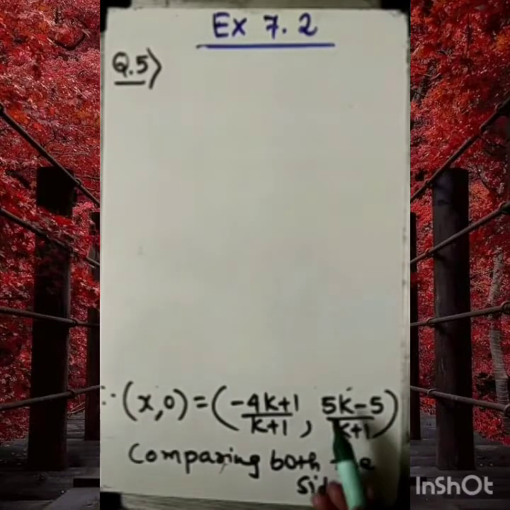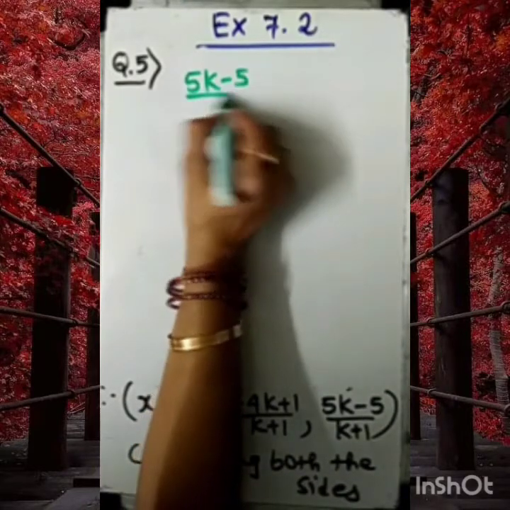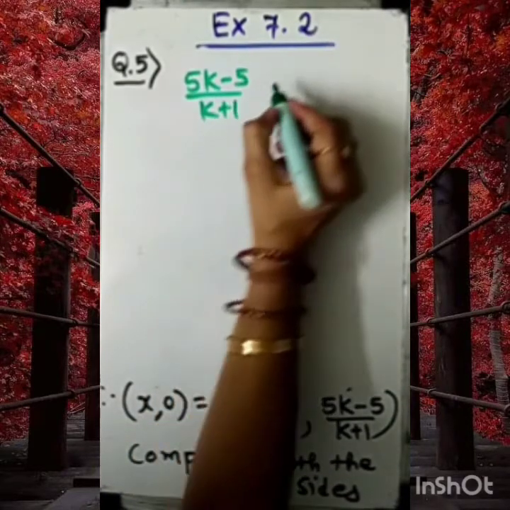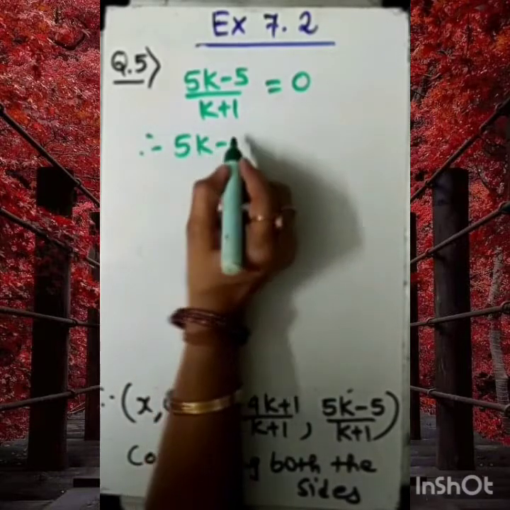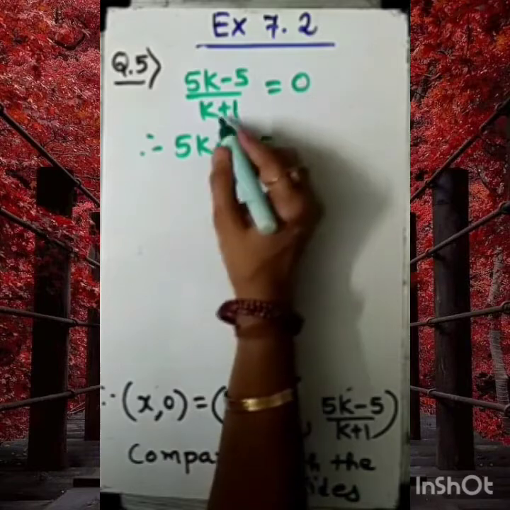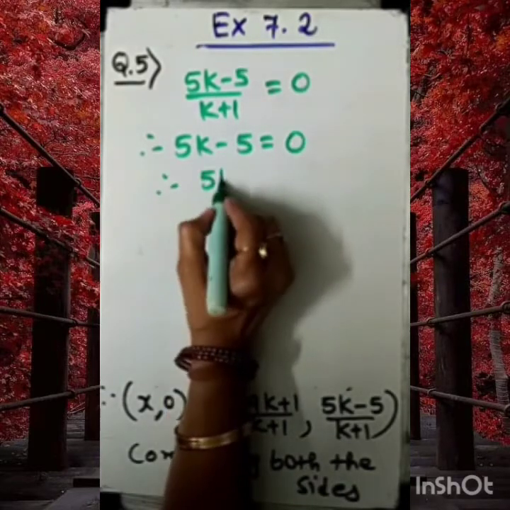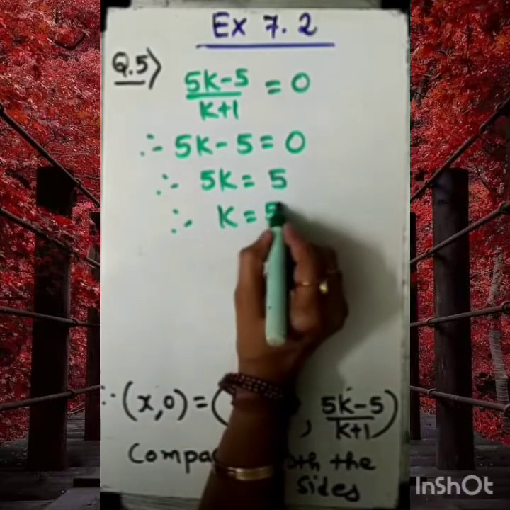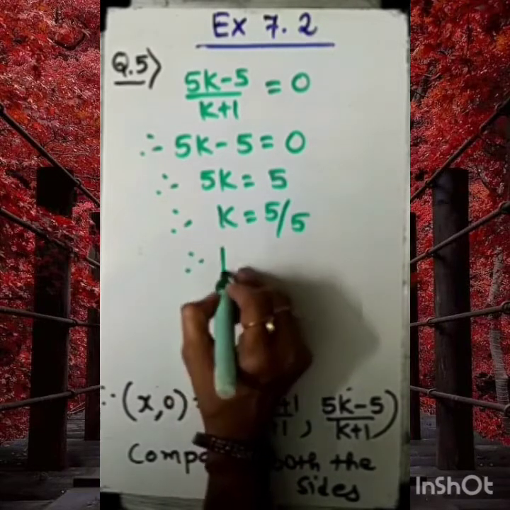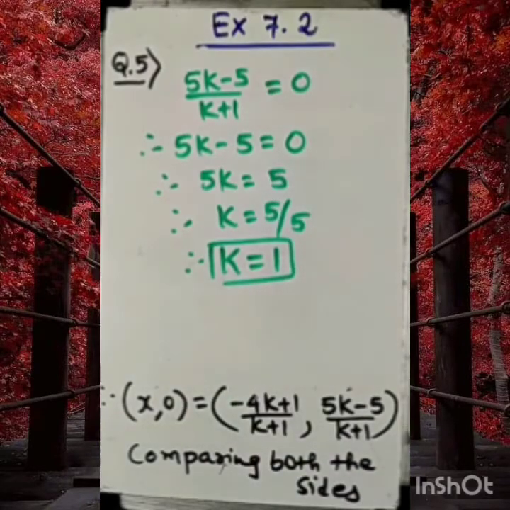So comparing, I should have (5k minus 5) upon (k plus 1) equal to 0. I am comparing the y coordinate. So 5k minus 5 equal to (k plus 1) multiplied by 0, which is 0. 5k equal to 5. Therefore, k equal to 5 upon 5. That is, the value of k equal to 1. The value of k we are getting is 1.